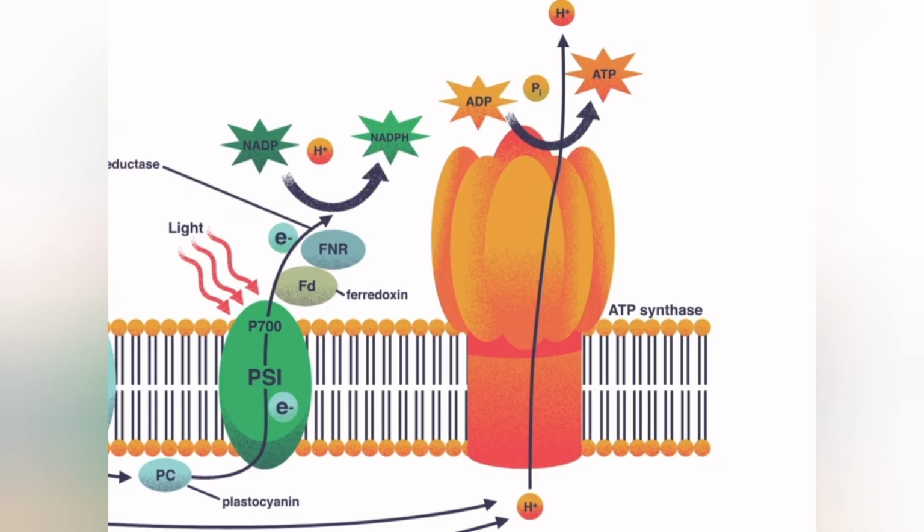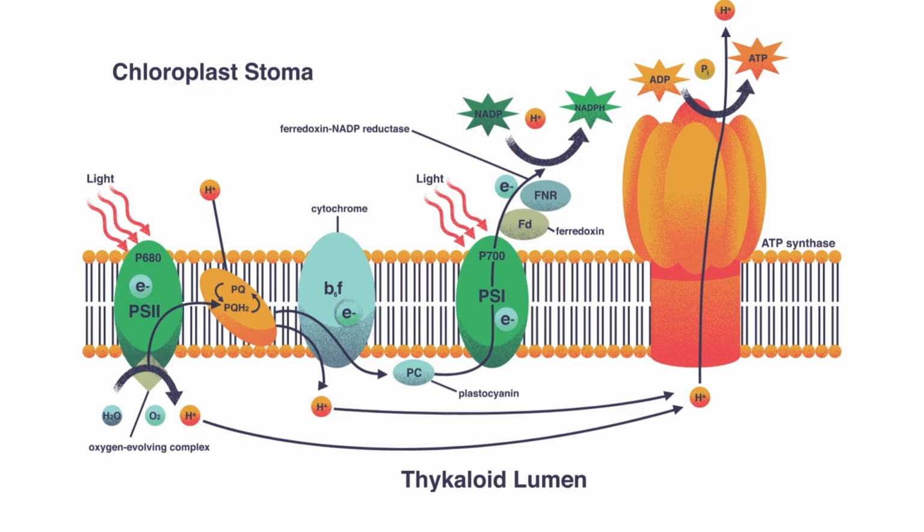The breakdown of the gradient provides enough energy to cause the conformational change in the F1 particle. So conformational change is occurring within the F1 particle and the transfer of protons is occurring through the F0 particle. So this makes the enzyme synthesize several molecules of energy packed ATP.